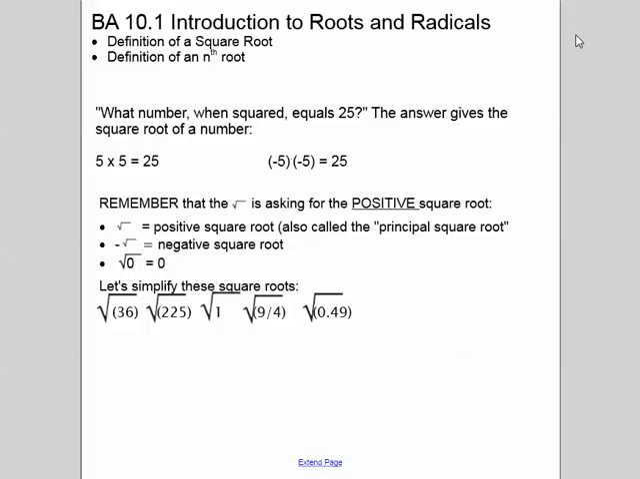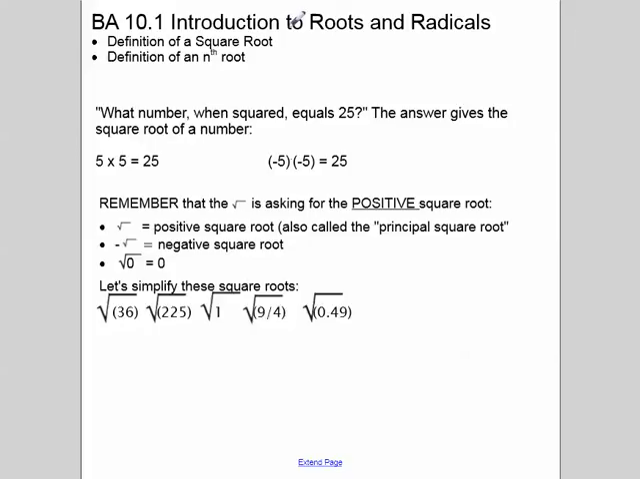Alright, so here we are at chapter 10. We're talking about roots and radicals. This is the UW Whitewater Aufmann text. Chapter 10 talks about roots and radicals, but in general we're talking about roots and radicals.